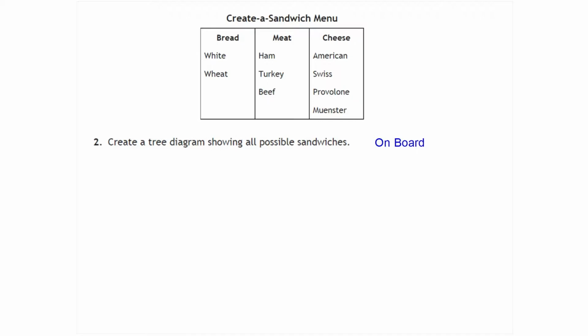When you make a tree diagram, you start with one of your options and then you branch off of that. So if we're going to make a tree diagram showing all the possible sandwiches for this menu up here, let's start by listing out what kind of bread we can get. So we can get white bread or we can get wheat bread.